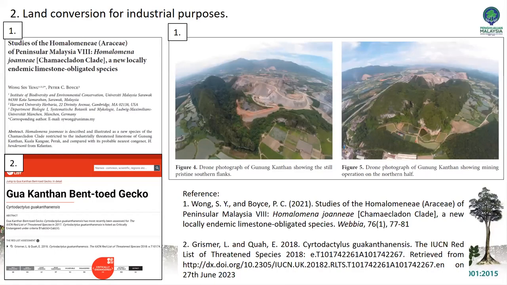Okey, seterusnya ini adalah satu contoh studies berkenaan dengan endemic plant yang terdapat di habitat limestone. Okay. Daripada sini kita dapat lihat keadaan satu limestone iaitu Gunung Kantan yang sedang ada proses mining operation dekat Northern Half. Jadi dekat kawasan ini juga terdapat satu spesies reptilia yang terancam yang dinamakan sebagai Cryptodactylus guacantanensis, dinamakan sempena kawasan berkenaan juga. Jadi walaupun a part of the habitat yang undergoes mining operation, tapi kalau prolong habitat destruction ini terus berlaku, dia akan affect the species population.